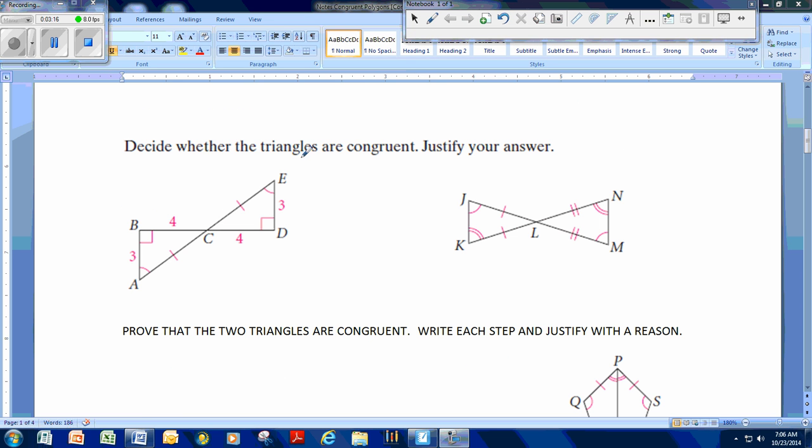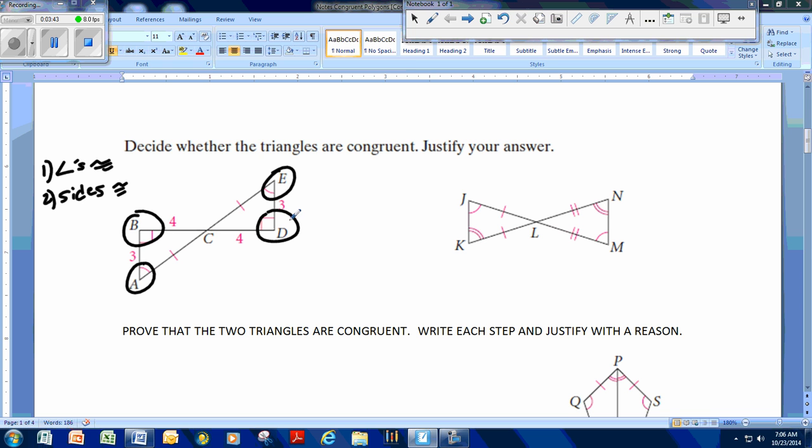Next we're going to decide whether the triangles are congruent and justify our answer. In this first example, we have two triangles that look about the same, but we have to do two things. Number one, prove that the angles are all congruent to each other, and secondly, prove that the sides are all congruent to each other. Let's start with the angles. Here we have angle A congruent to angle E. Angle B and angle D are both 90, so they're equal. These two angles are congruent because they are vertical angles, and we know that vertical angles are congruent from past lessons. So the angles check off.